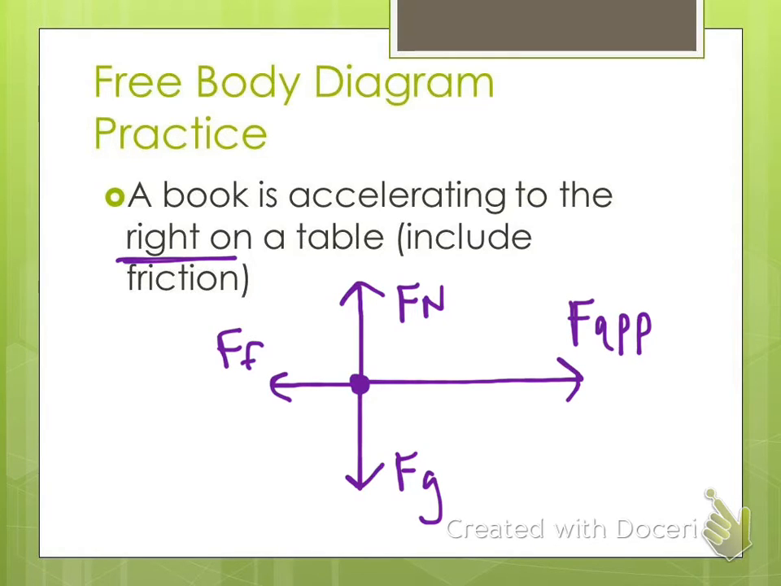So this system has four forces acting on it: an applied force and a frictional force, and the gravitational force and the normal force. Is our book moving in the upward or downward direction at all? No. So this up and this down force, the gravitational force and the normal force, should be equal to each other because it's not moving in the upward or the downward direction. Those two have to be equal.